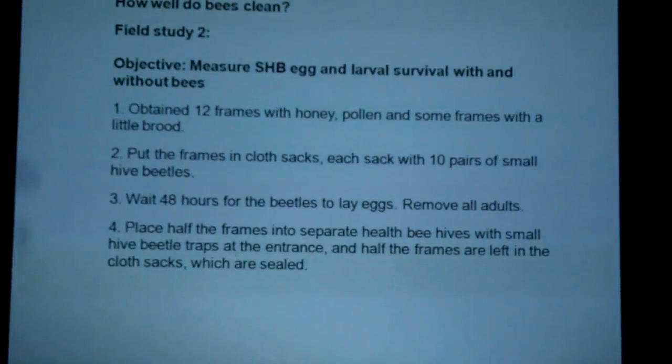Of course, we can't count the ones that are on the frame because they're too small. Small hive beetles like to lay eggs into crevices, and they can find all kinds of little places to lay eggs. So we could only guess about how many eggs were on the frames that we put with the bees.